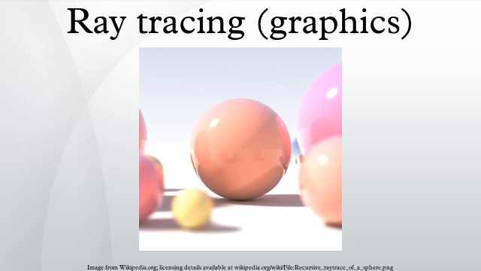Whitted continued the process. When a ray hits a surface, it can generate up to three new types of rays: reflection, refraction, and shadow. A reflection ray is traced in the mirror reflection direction. The closest object it intersects is what will be seen in the reflection.